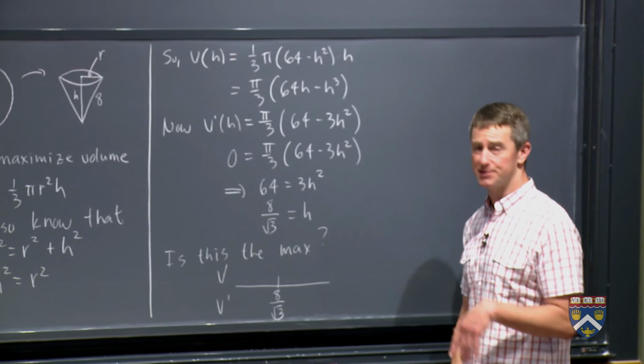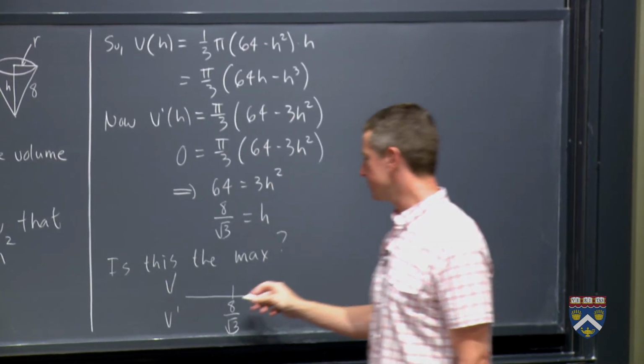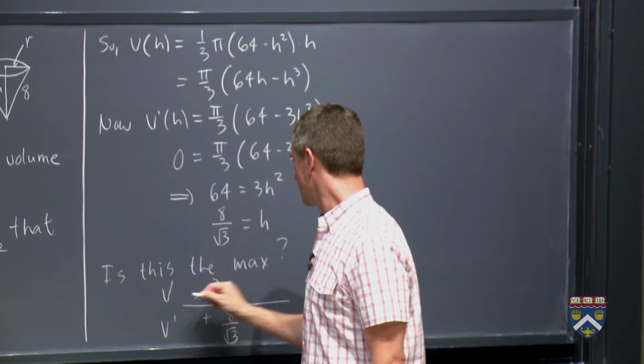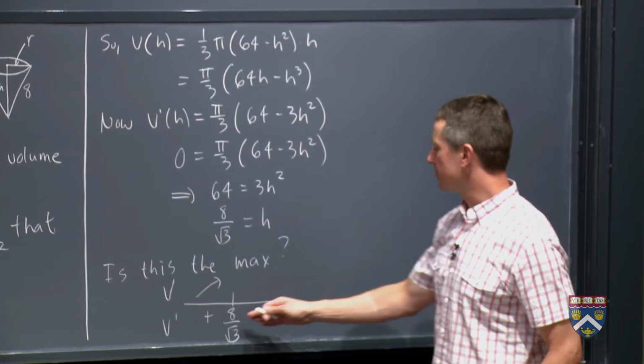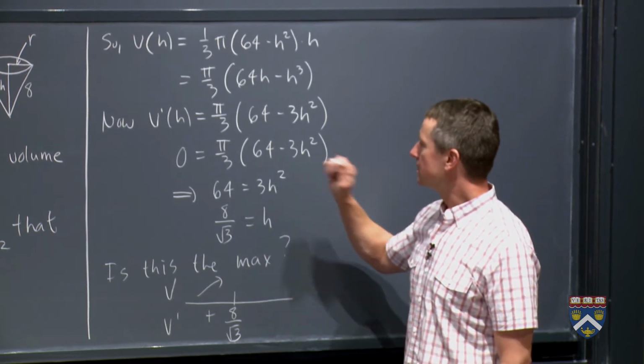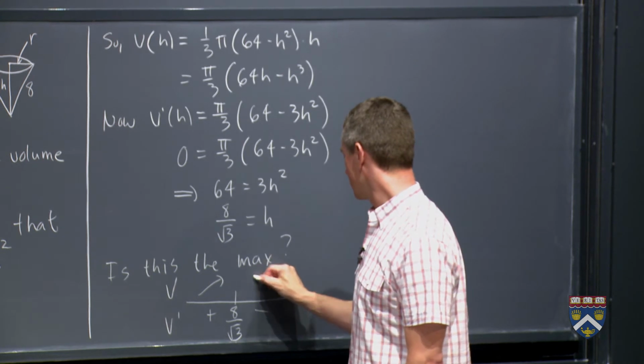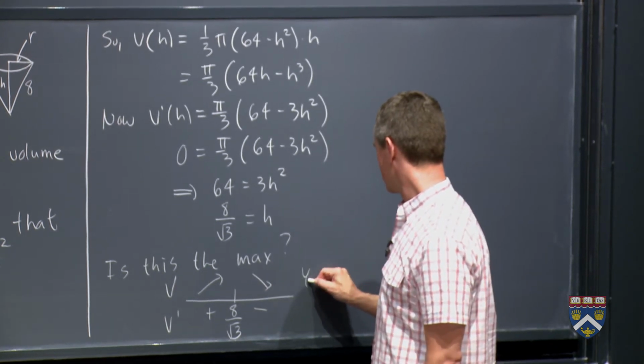This time I can plug in 0 on the left. So if I plug in 0 into v prime, I get a positive, which is what we hoped for. And if we plug in some number bigger than this, I think 7 is bigger than this, 64 minus 3 times 7 squared will give us a negative. So yes, it is.